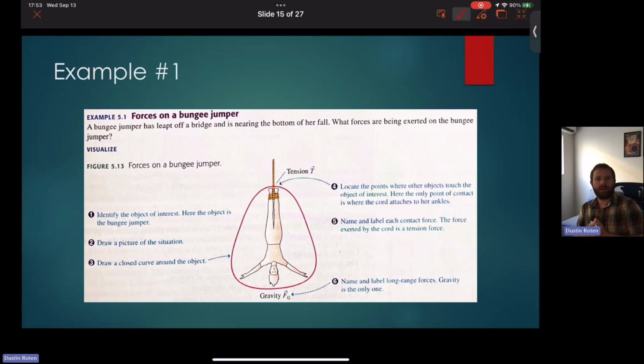In this one example, it's pretty easy. It's just a bungee jumper that has leapt off of a bridge and is nearing the bottom of her fall. So what forces are being exerted on the bungee jumper? Okay, so all we have to do to answer this question is just identify the forces. So we get to stop after our first step, visualize. That's the only thing we need to do. Now, step number 1 from the previous slide, we identify the object of interest. Well, it's the bungee jumper. Okay, so it's the jumper.